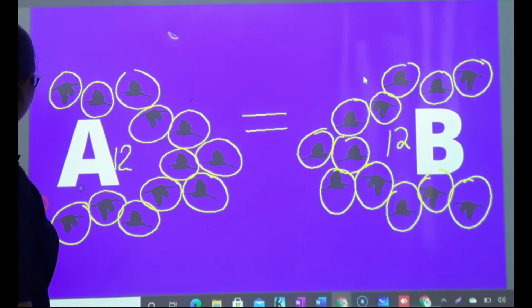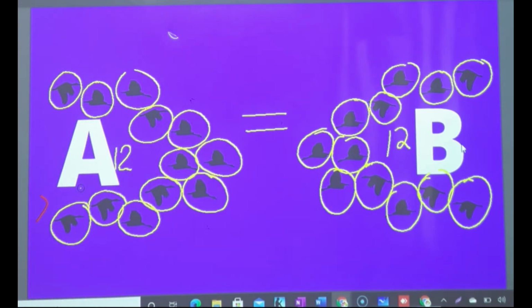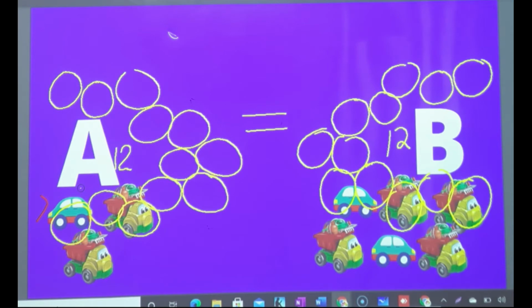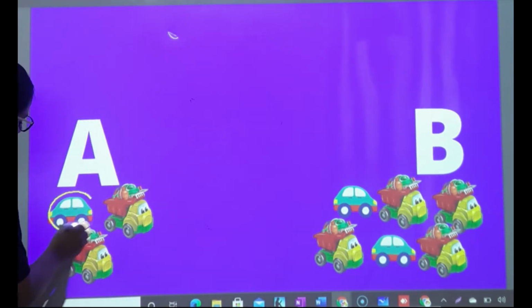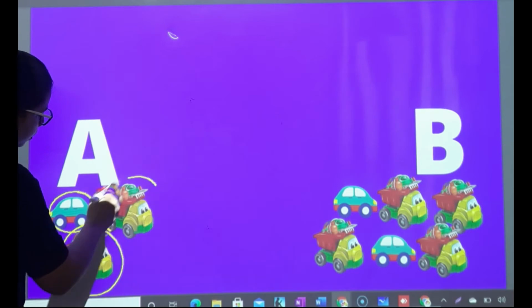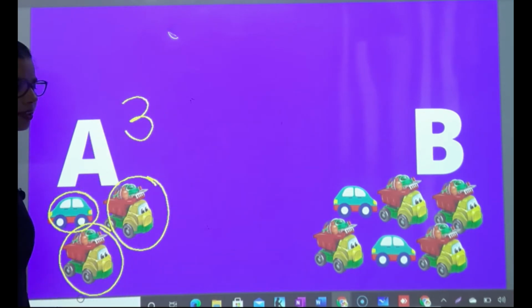Next is, let's go to the next slide. Okay, here we have two groups of toy cars. We have two groups. So let's suppose this is you and that one is your sibling having number of cars, or toy cars. Okay, bacha. Now we have to check who has lesser number of cars. Kam cars kiske paas hai? Who? So A has 1, 2, 3. There are 3 toy cars, right, bacha?